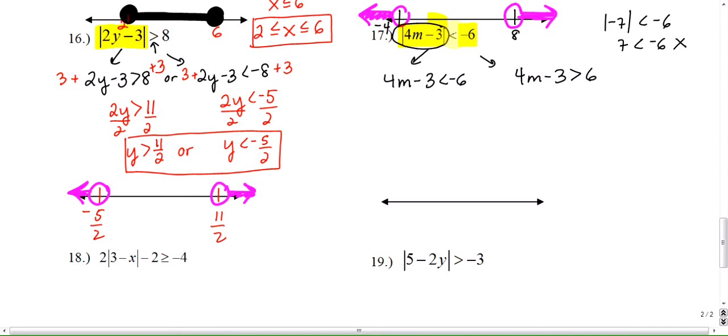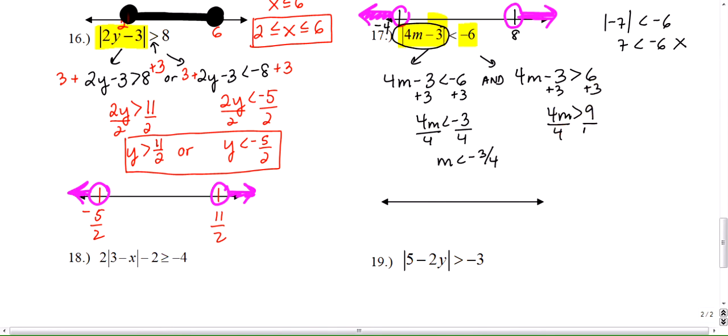So this is less than, so this is an and. I'm going to do it vertically this time. And this isn't making any sense. This is m is greater than 2 1/4, and simultaneously m is supposed to be less than negative 0.75.